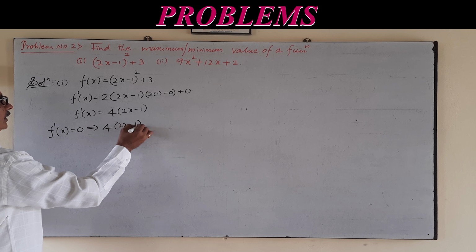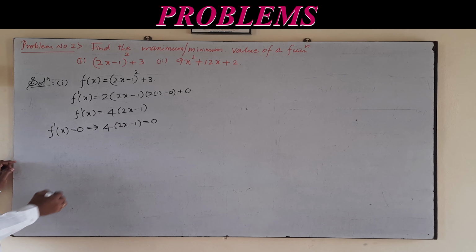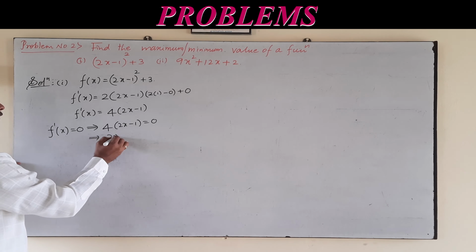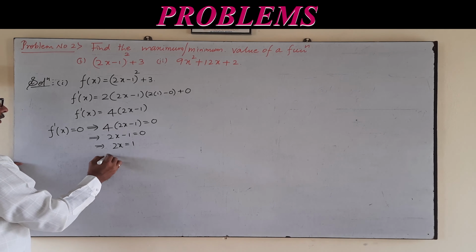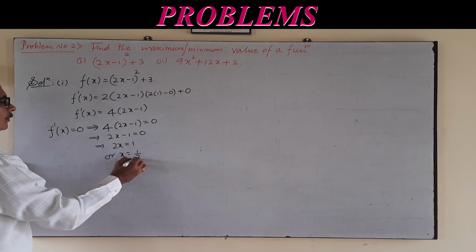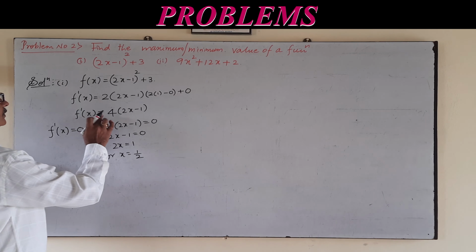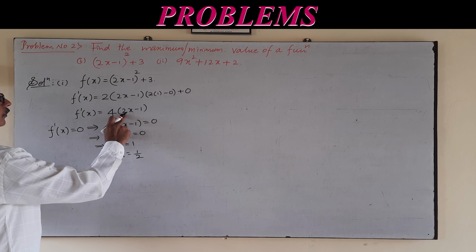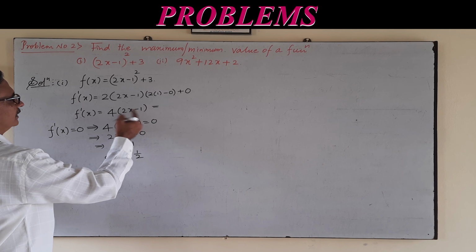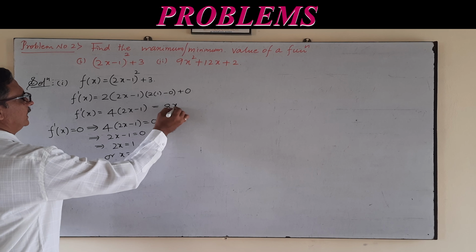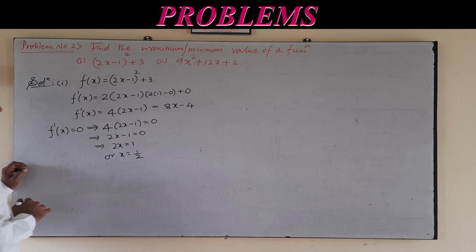Now solve f dash x is equal to 0. What is f dash x value? 4 of 2x minus 1 is equal to 0. Simplify, divide by 4: 2x minus 1 is equal to 0, or 2x is equal to 1, or x is equal to 1 by 2. We got only one root, x equal to 1 by 2. Now f dash x value is 4 into 2x minus 1, open the bracket: 4 twos are 8x minus 4, correct.